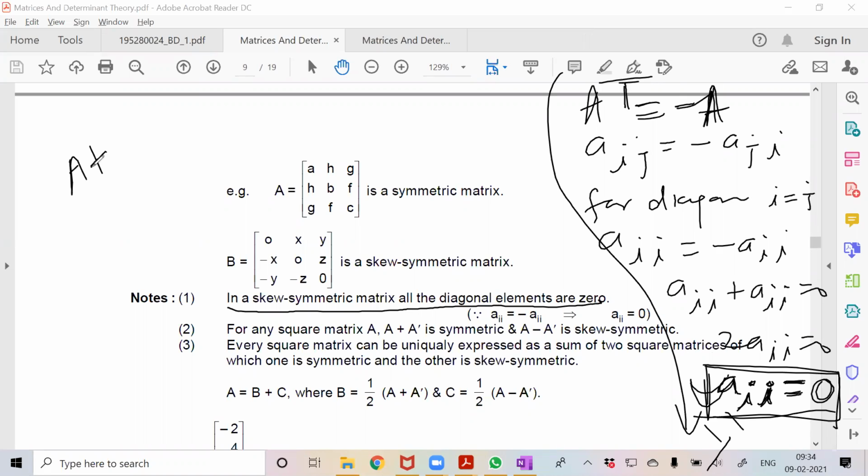And you know the property that A plus B whole transpose is A transpose plus B transpose, like this.